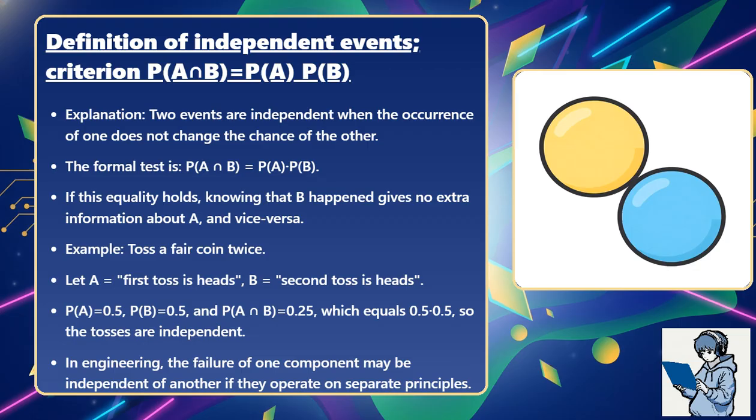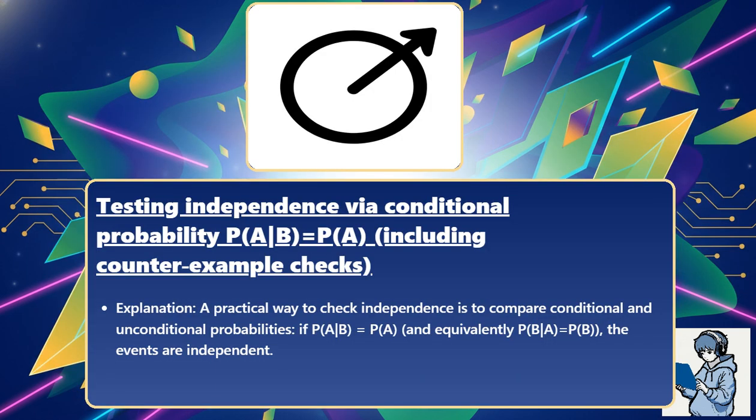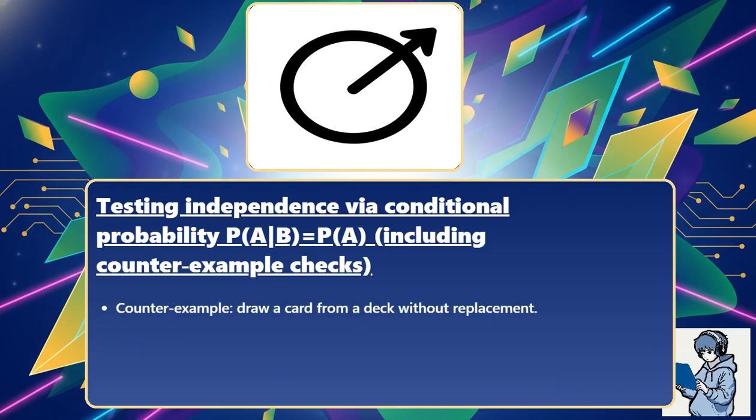In engineering, the failure of one component may be independent of another if they operate on separate principles. Explanation: a practical way to check independence is to compare conditional and unconditional probabilities. If P(A|B) equals P(A) and equivalently P(B|A) equals P(B), the events are independent. This follows because P(A|B) equals P(A ∩ B) divided by P(B), which equals P(A) times P(B) divided by P(B), which simplifies to P(A).